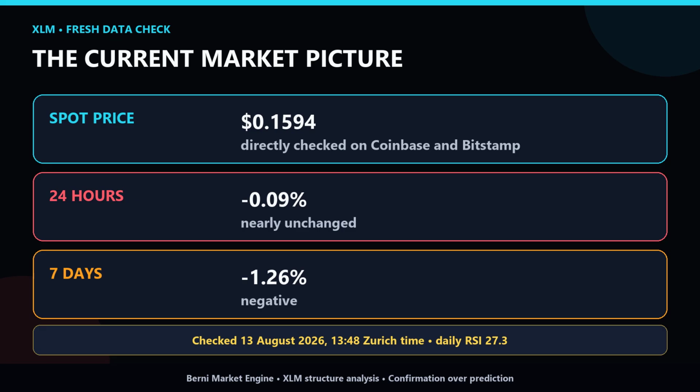The reference price is 0.159 US dollars on Coinbase and 0.1593 US dollars on Bitstamp. The values were checked on 13 August 2026, 13:48 Zurich time. The 4-hour change is minus 1.20%, the 24-hour change is minus 0.09%, and the 7-day change is minus 1.26%. The daily RSI is 27.3.